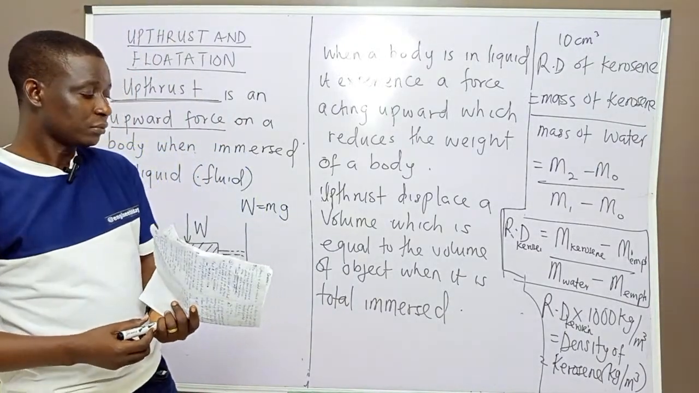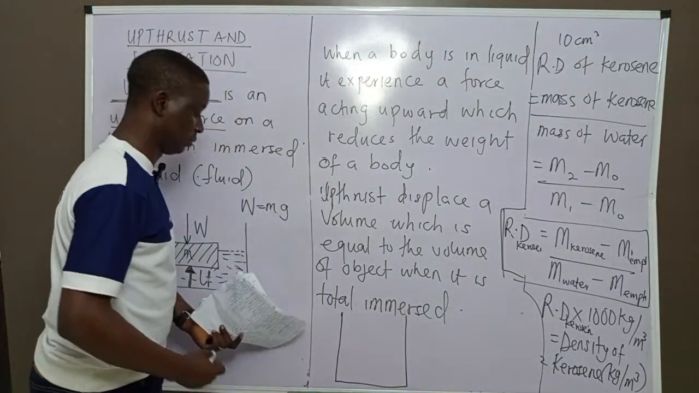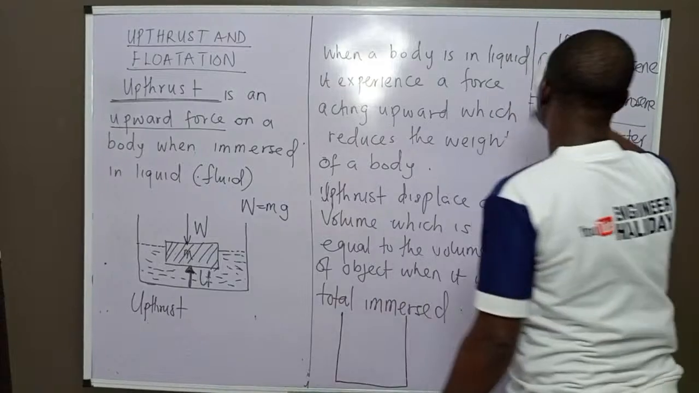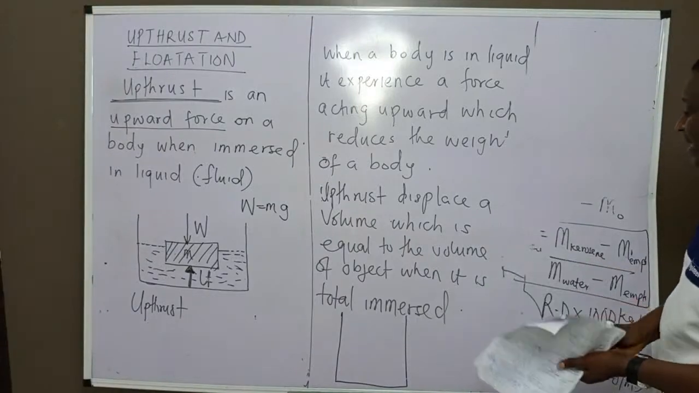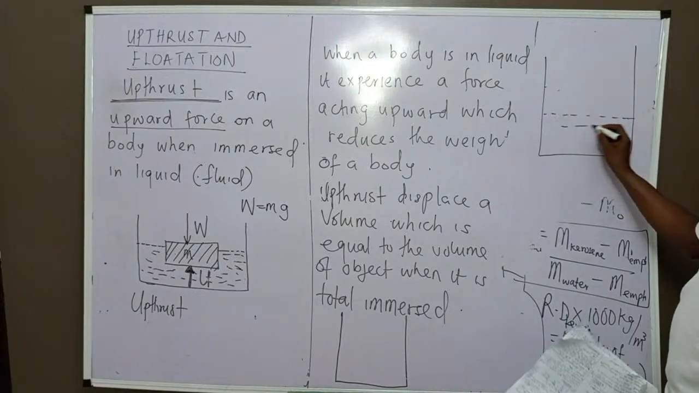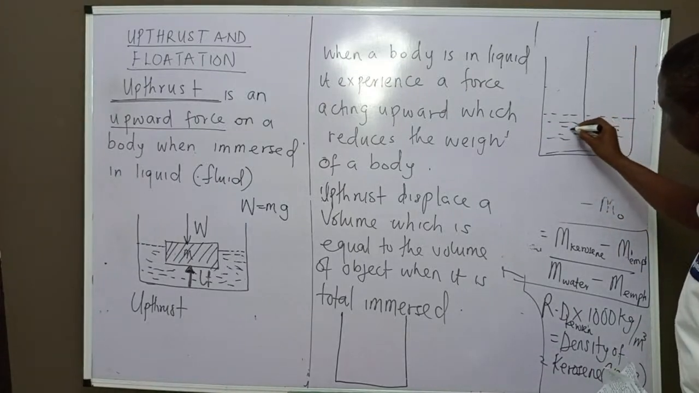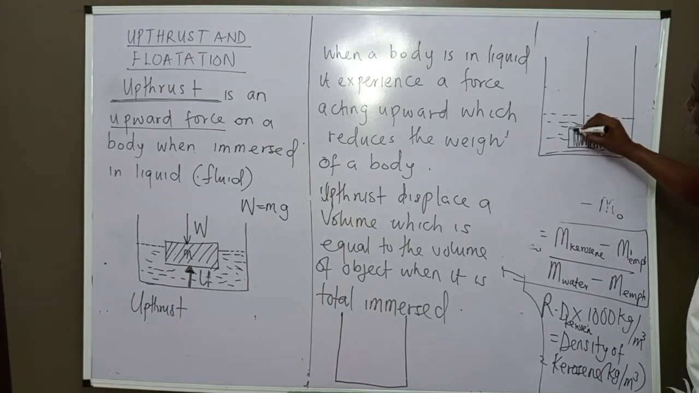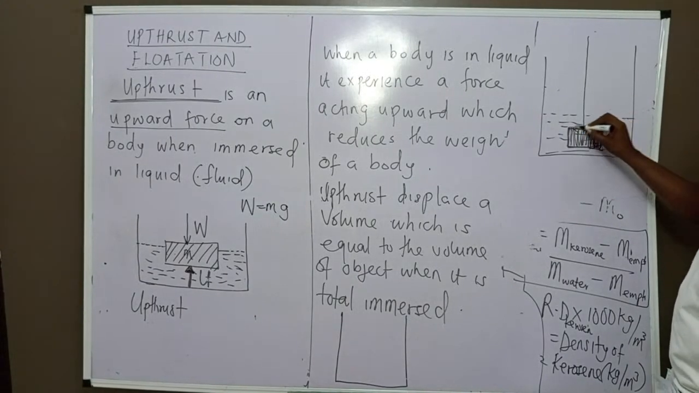That is to say that if I place a body here like this, look at the board. Let me clean this side so that we can have a clearer picture. What I'm trying to say in simple language, my dear, is that if I put a liquid inside this container, a beaker or anything, and I place a body inside totally, when we say totally immersed, meaning that there is no part of the body showing outside, everything enters inside the liquid.